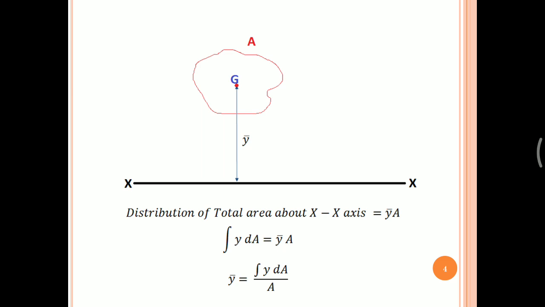Okay. Now, if we consider this figure, that is our entire area, to be a single area, then we can say the distribution of the total area about the x axis is y bar times A, using our first moment of area equation.